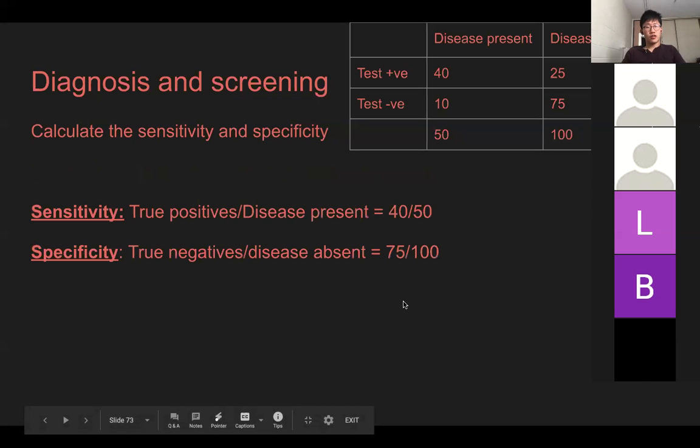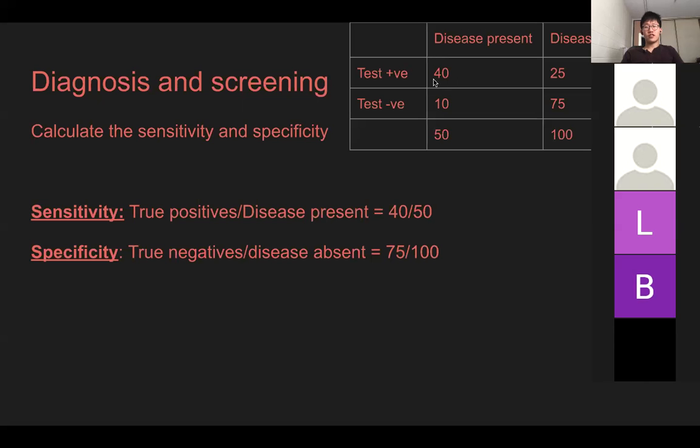So your sensitivity is the proportion of people who actually have the disease that test positive. So you're 40 out of 50, right? Because 50 people actually have the disease, 40 of them tested positive. Similarly, specificity is the proportion of people who don't have the disease that test negative. So there is your 75 over 100.